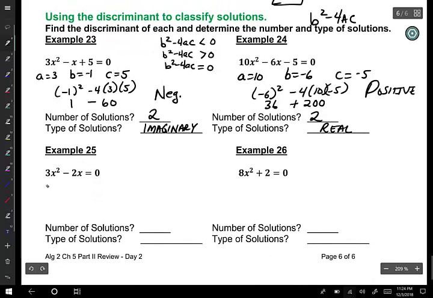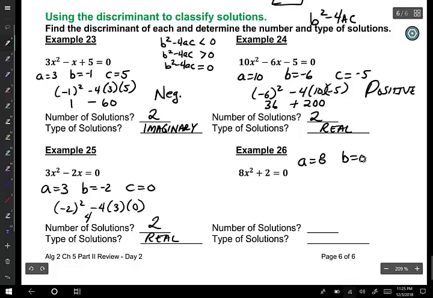Down on example 25, a is 3, b is -2, c is 0. So -2 squared minus 4 times 3 times 0, well, that's just going to be 4, which is a positive number. So we have two real solutions. Example 26, a is 8, b is 0, and c is +2. So we have 0 squared minus 4 times 8 times 2. Well, that's going to be -64, which is a negative number. And since you're taking the square root of a negative number, you're going to have two imaginary answers.